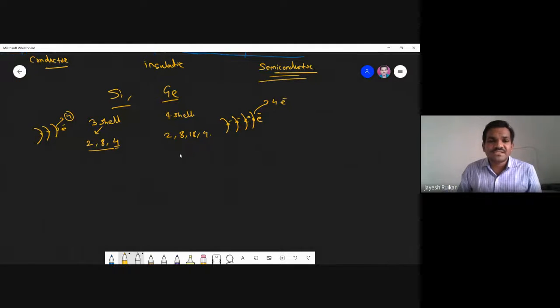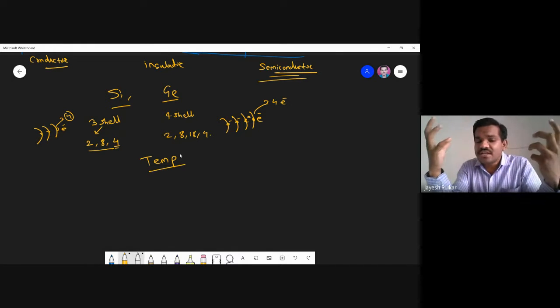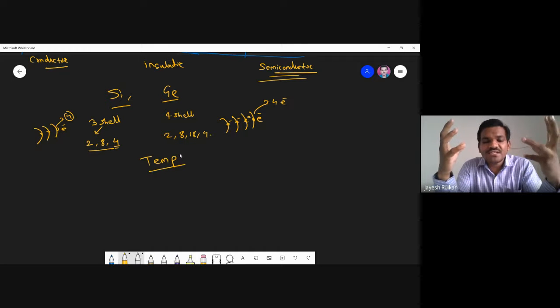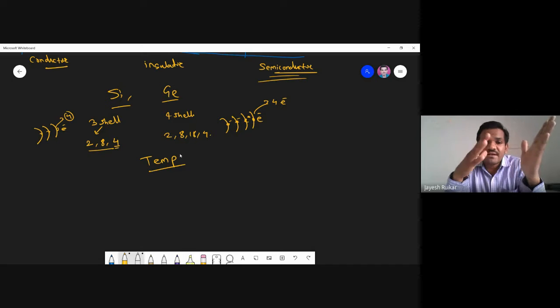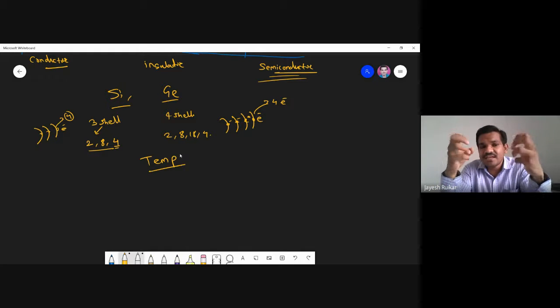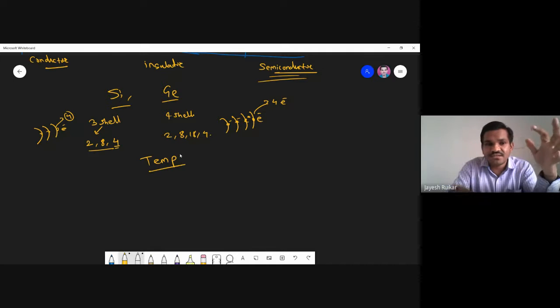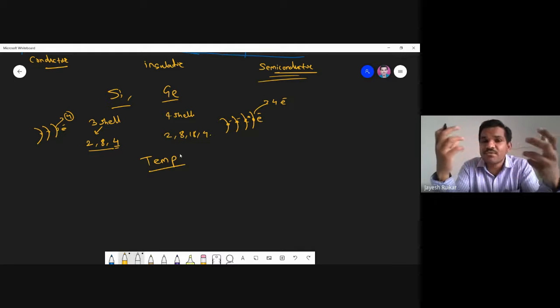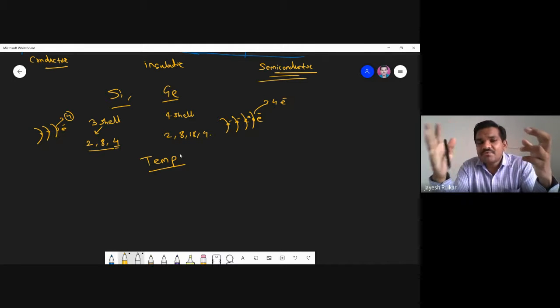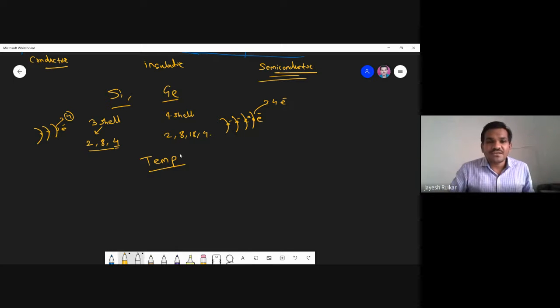Whenever there is a temperature... in the purest form, at 0 degree Kelvin, or you can say at absolute temperature, what happens? These electrons don't move from one atom to another atom. But when we give a temperature to the semiconductor, these electrons start moving, or you can say they start breaking their covalent bonds and start moving from one atom to another atom.